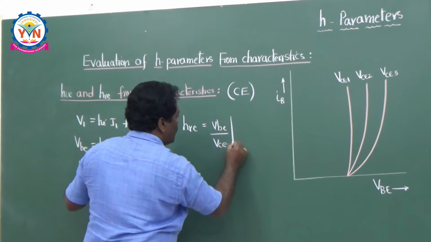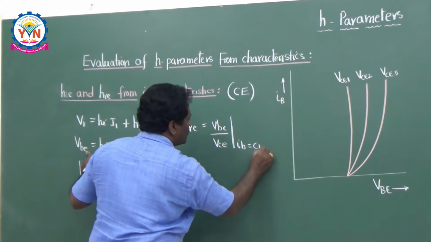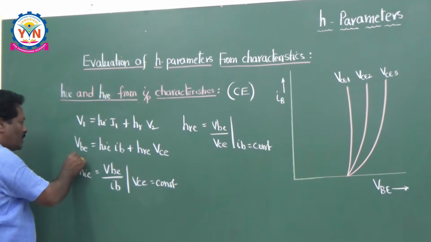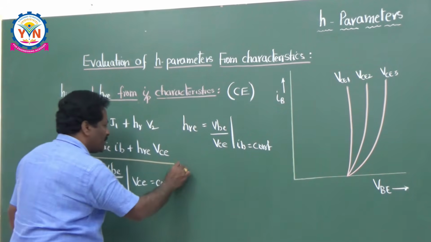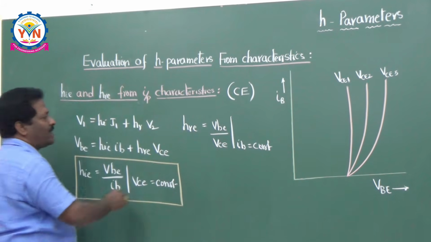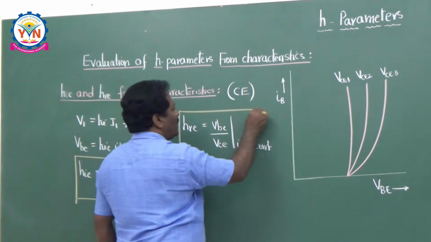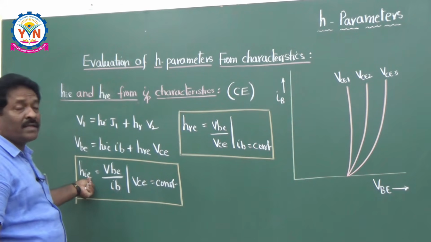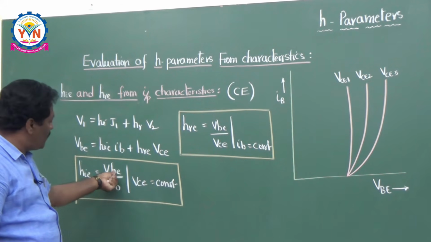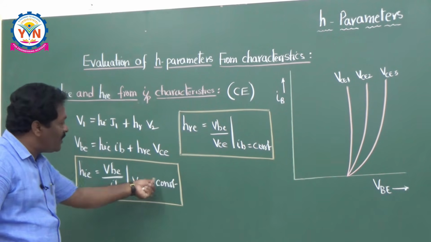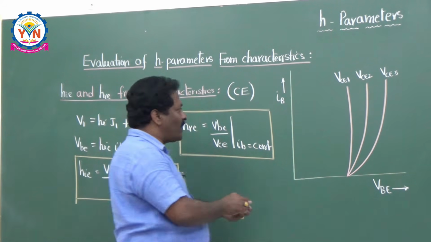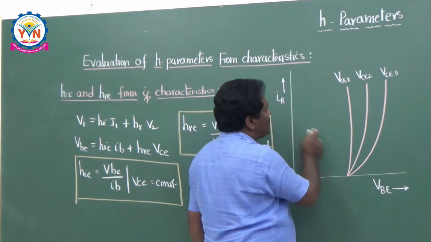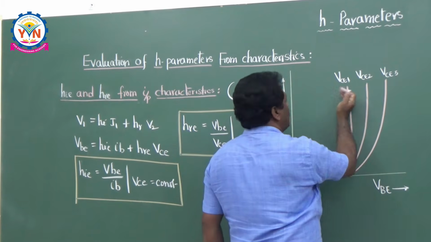At that time, input current IB is constant. So this is the generalized definition for your input impedance as well as the reverse voltage gain, that is HIE and HRE. Now I would like to explain how to calculate this HIE. What is HIE? HIE is nothing but VBE by IB, for different values of VCE. So these are nothing but the input characteristics, VBE versus IB for different values of VCE.